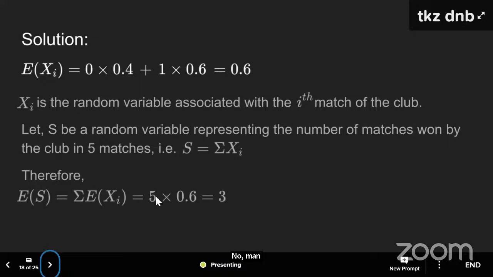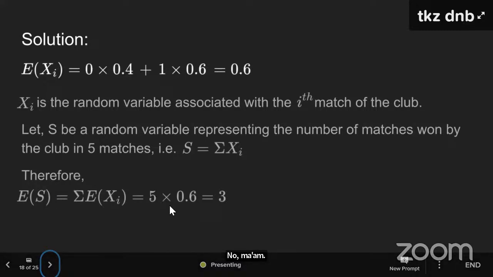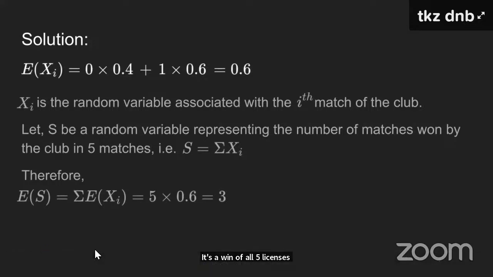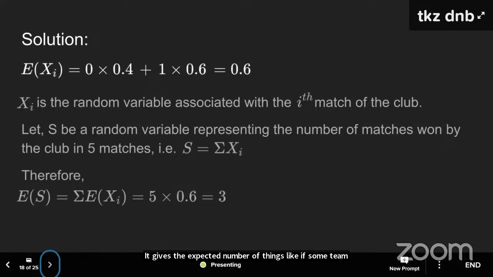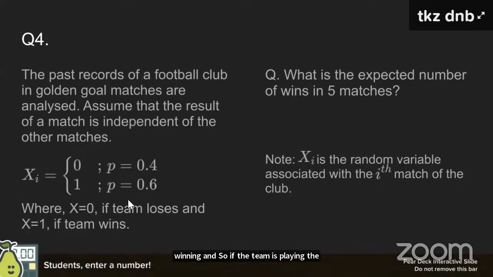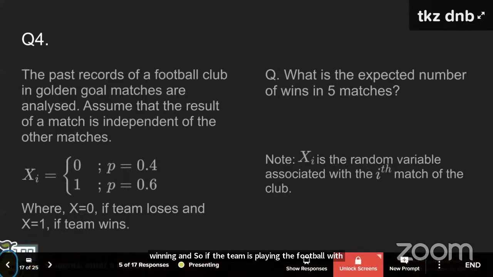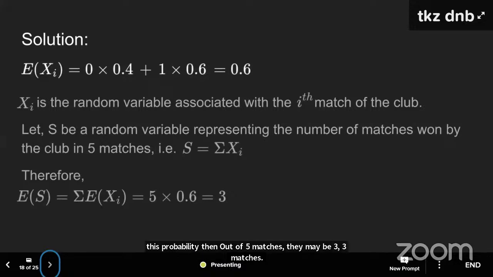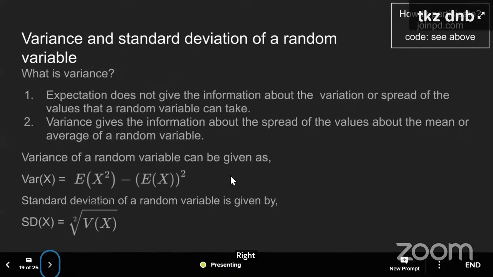What does 3 indicate here? Can anyone say? It's the win of all 5 matches. It gives the expected number of wins. If a team plays 5 games with the given probabilities for winning and losing, then out of 5 matches they may win three matches, right?